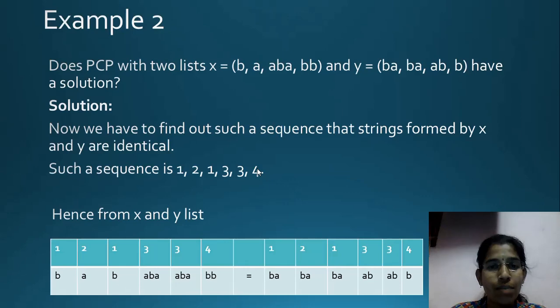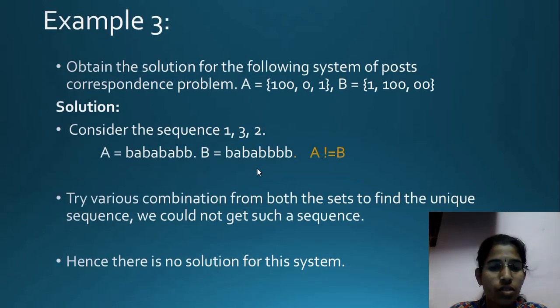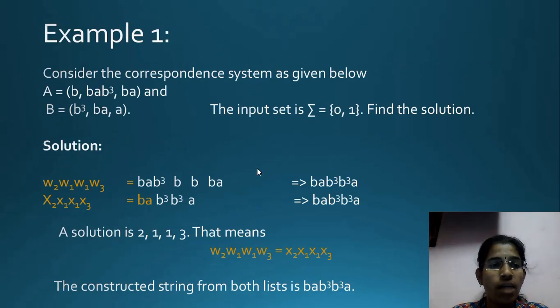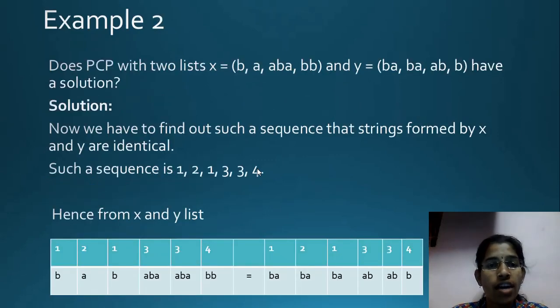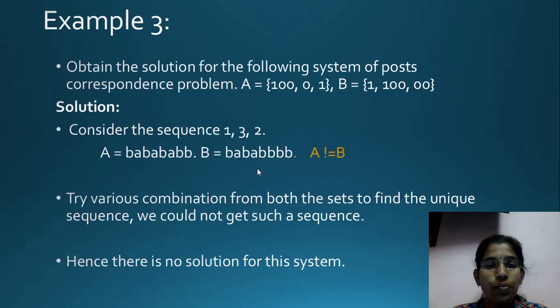Now see one more example, without a solution. Example 3, where the substrings of A are not equal to the substrings of B. Here my input is derived from list A and list B. List A has 3 inputs, list B has 3 inputs. Both lists X and Y, or A and B, are the same length, a length of 3. If list A or X has 4 members, the Y must also have 4 members. So in this example, list A contains 3 elements, and B also has 3 elements.